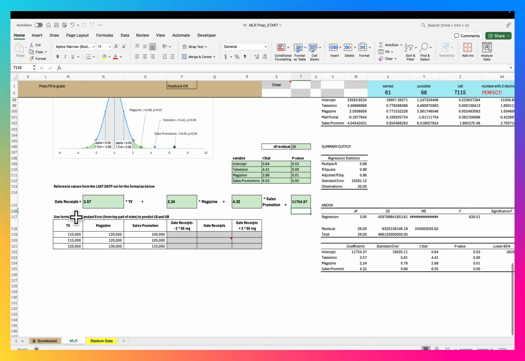Now, when we are doing a prediction interval, which is what this is down here, the 95% prediction interval, first we want to actually calculate the gate receipts. And this is where the prediction comes in handy, because these are new numbers. In fact, they're higher numbers than we had in the original data. So we're trying to predict, based upon these new higher numbers, what would happen to gate receipts.